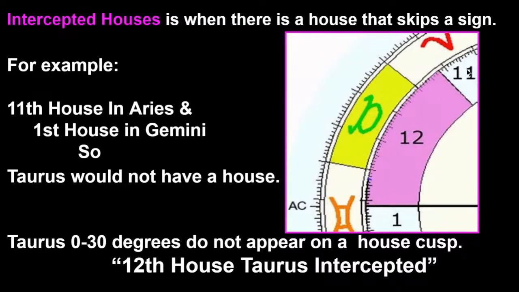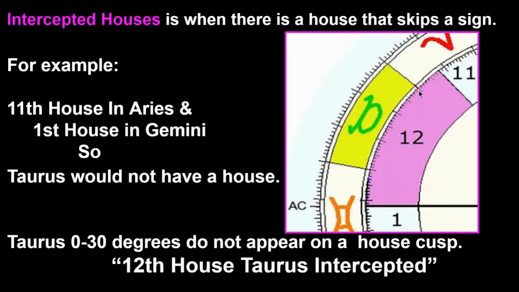And we're looking at the 11th house, the 12th house, and the first house. So back to our example. The 11th house is in Aries, and the first house is in Gemini. So Taurus would not have a house.